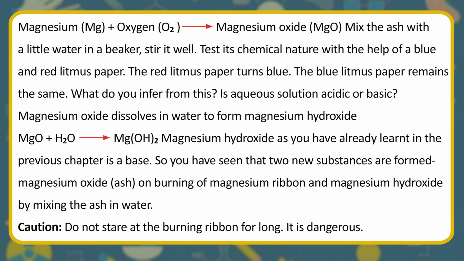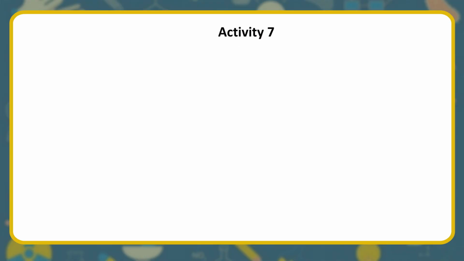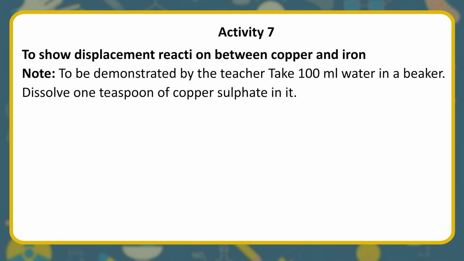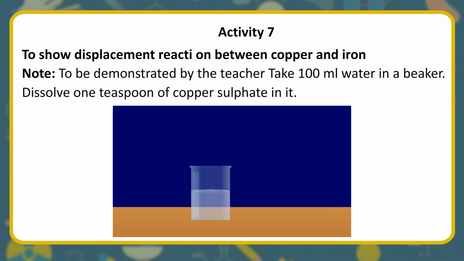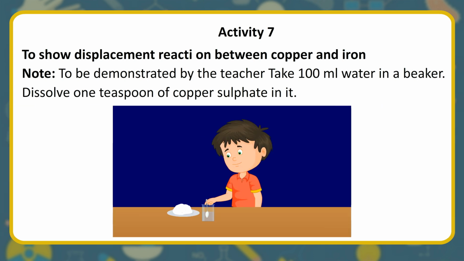Caution: do not stare at the burning ribbon for long. It is dangerous. Activity: to show displacement reaction between copper and iron. Note: to be demonstrated by the teacher. Take 100 ml water in a beaker. Dissolve 1 teaspoon of copper sulfate in it.